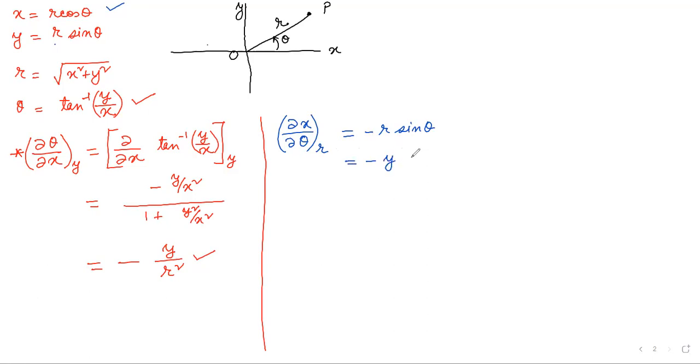Okay. So what have we seen here? We have seen that dou theta by dou x and dou x by dou theta.